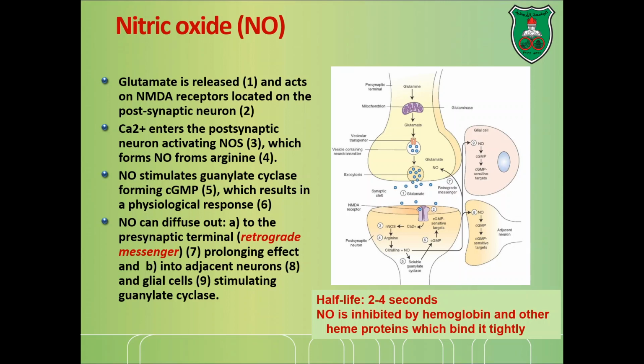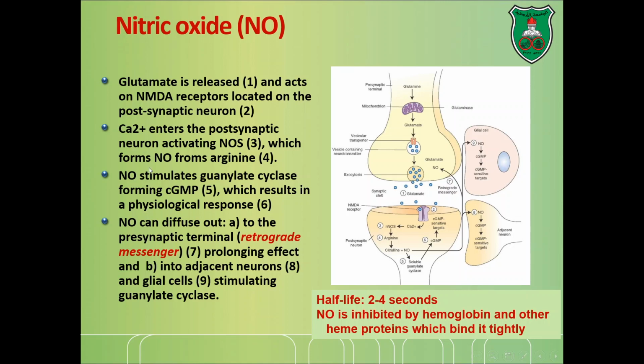Okay, so finally we'll talk about nitric oxide. Nitric oxide is a gas. Its half-life is very, very short, about 2 to 4 seconds. And it can be inhibited by hemoglobin as well as other heme-containing proteins. Now, nitric oxide really makes a lot of exceptions in terms of the definition of neurotransmitters.